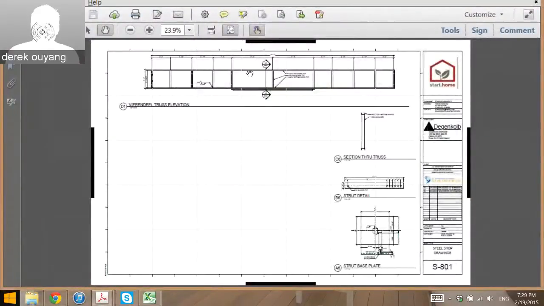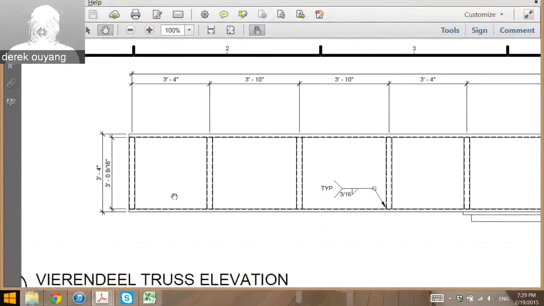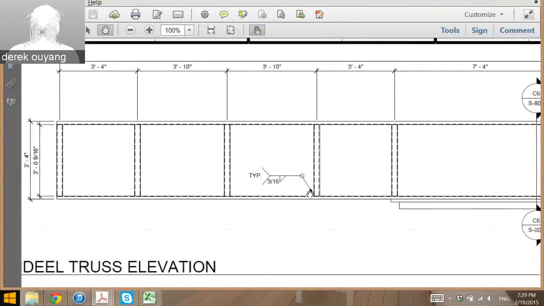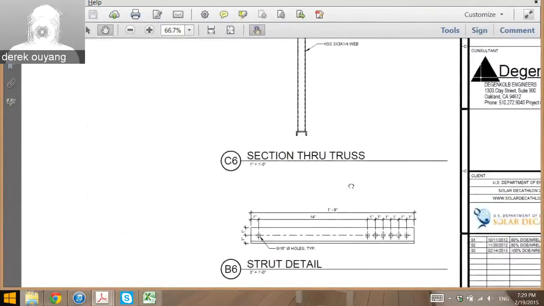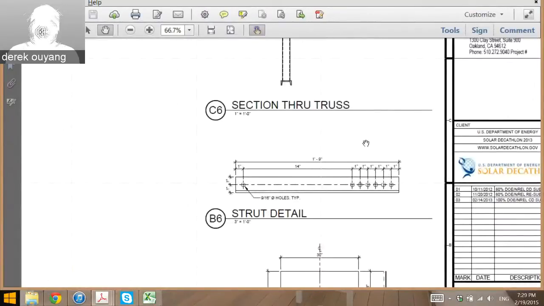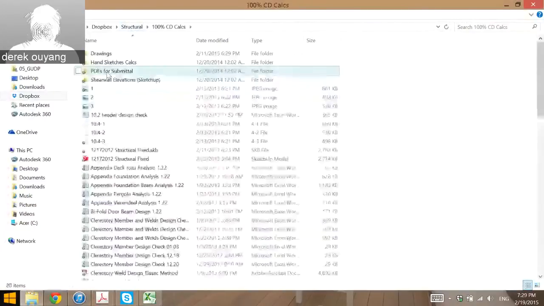They had shop drawings they had to do. This was that Virendale truss I was telling you about, where they had to specify the dimensions, what these different members were, the type of welding to be done in the shop, and little details like this. But this is after, of course, you've completely calculated what this will be. So let me go into the 100% calcs.